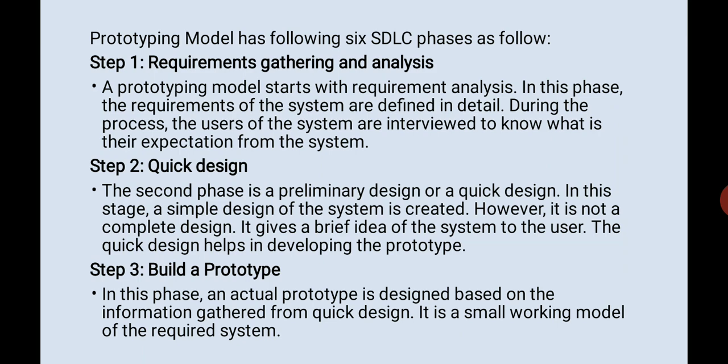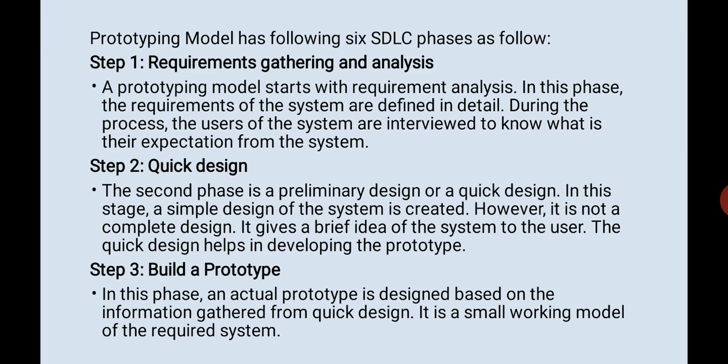The prototyping model has 6 phases, as we show in the figure. Step 1: requirements gathering and analysis. Our prototyping model starts with requirement analysis. In this phase, the requirements of the system are defined in detail. During the process, the users of the system are interviewed to know their expectations from the system. Everything starts from requirement analysis, because unless we know what the customer requires, we cannot proceed further. This always forms the first step of any model or method.